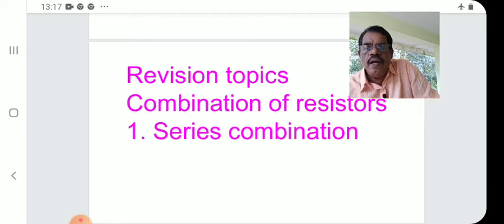We use series and parallel combinations. In series combination, we get an effective value greater than the given values, and in parallel, the effective value will be less than any of the component values.